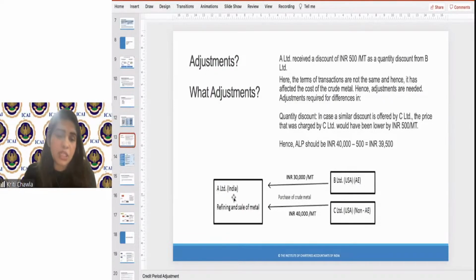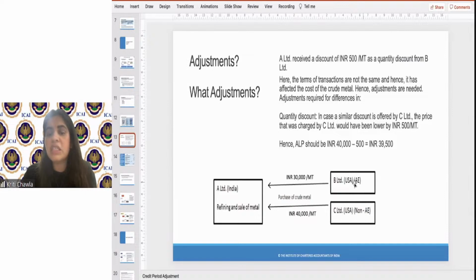Let's take an example. Let's say there is some A Limited company. This A Limited is in India. Now, A Limited is in the process of selling metal. And for selling metal, they need to purchase some crude metal. They need to purchase some raw materials. Now, they have two options here. They purchase raw material from B Limited. B Limited is in USA and they are associated with each other. So A Limited is associated with B Limited.